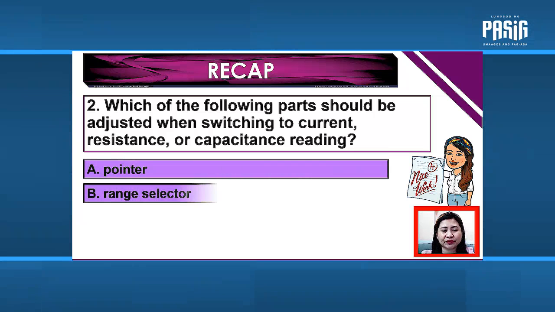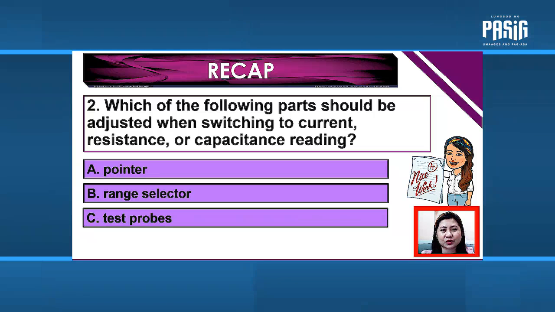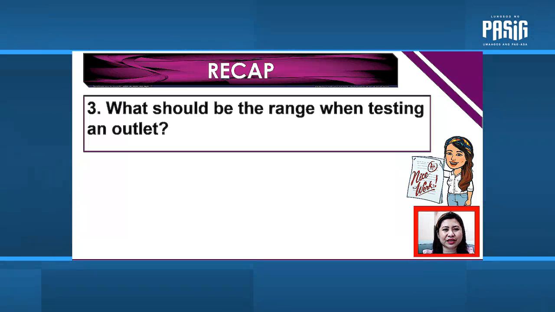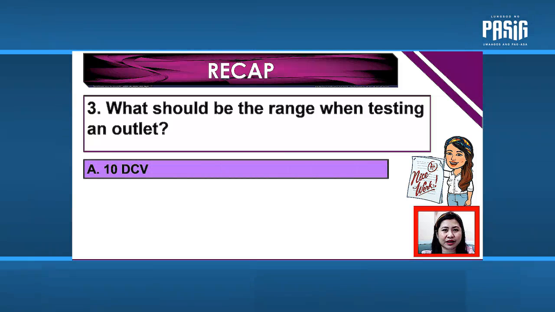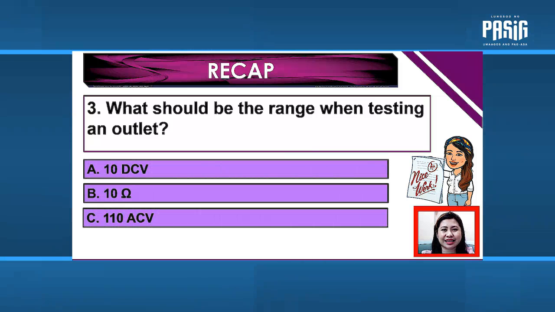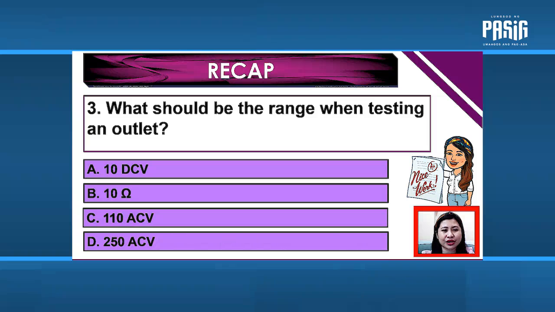2. Which of the following parts should be adjusted when switching to current, resistance, or capacitance reading? A. Pointer. B. Range selector. C. Test probes, or D. 0-ohm adjustment knob. Number 3. What should be the range when testing an outlet? A. 10 direct current voltage. B. 10 ohms. C. 110 alternating current voltage. Or D. 250 alternating current voltage.